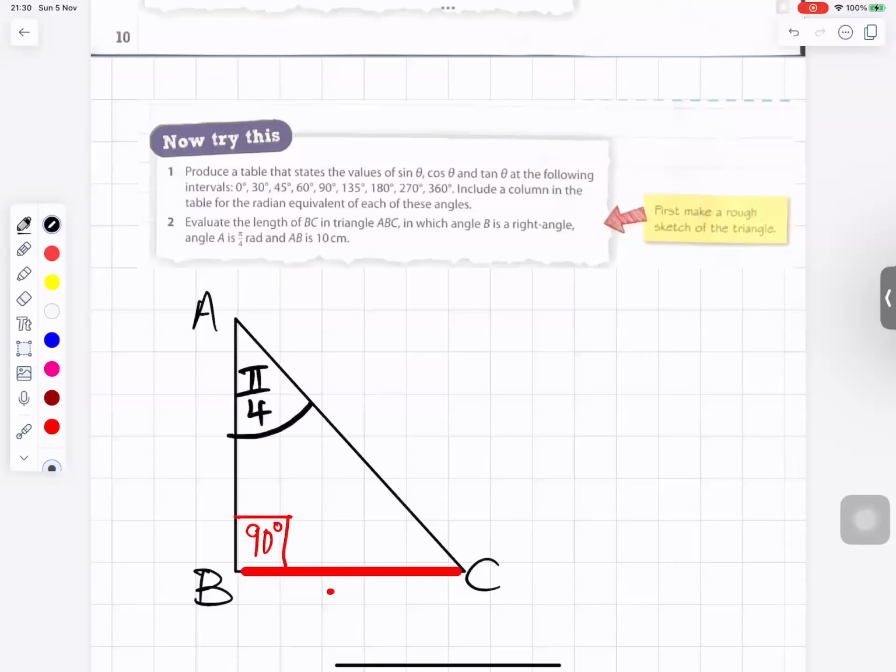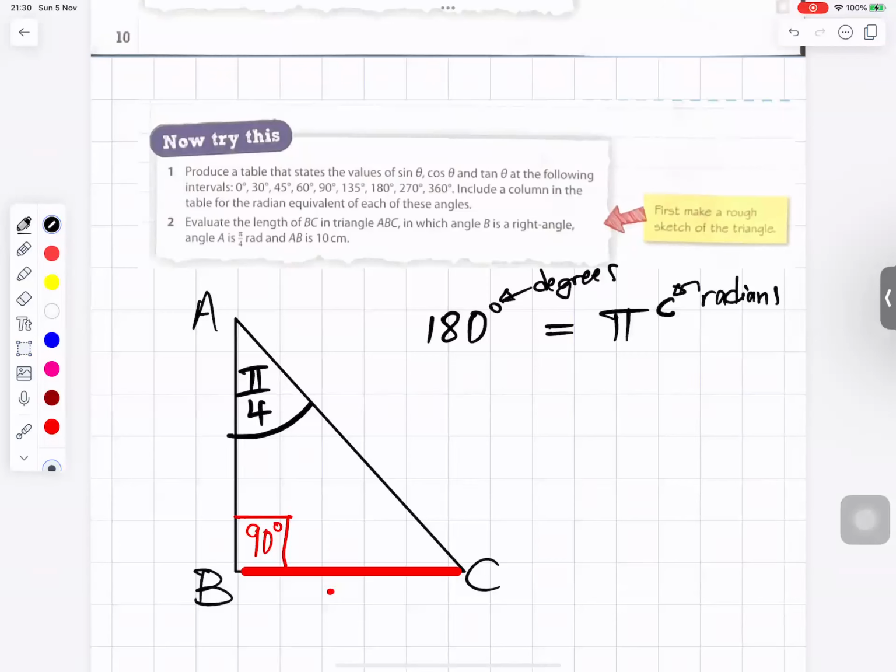How do you change from, let me show you what to memorize. You have to memorize 180 degrees is equal to pi radians. Radian is that small c, that's the symbol for radians. And that's the symbol for degrees, the little 0 there. 180 degrees is pi radians.